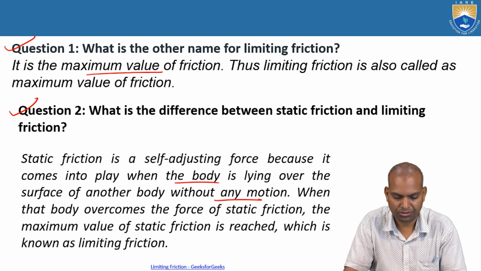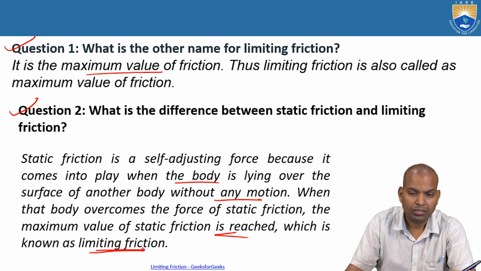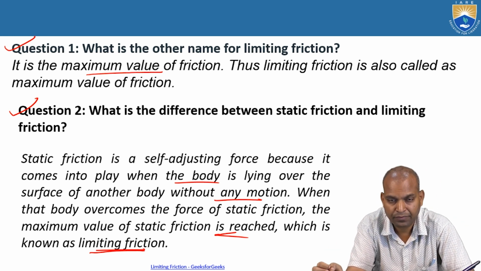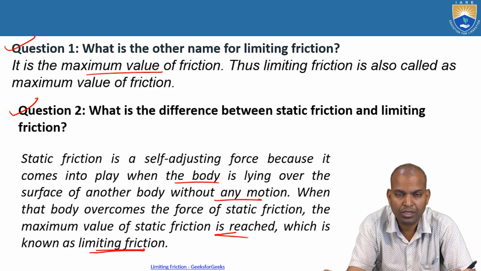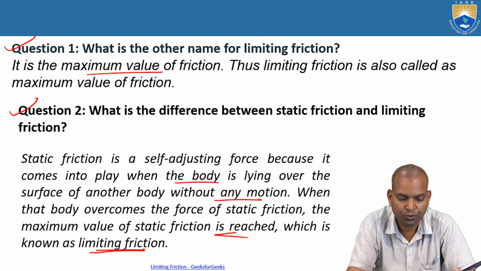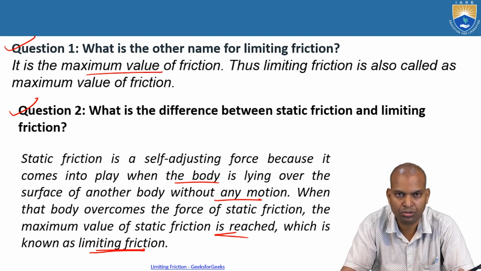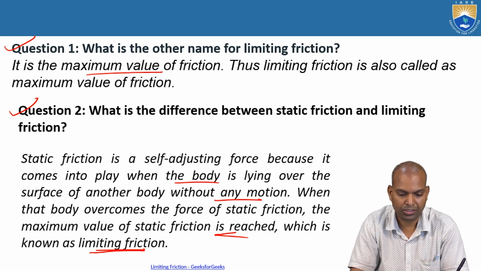There limiting friction occurs. When the body overcomes the force of static friction, the maximum value of the static friction is reached, which is known as the limiting friction. When the body tends to move, the static friction force value increases up to its maximum value. That maximum value of the static friction is known as the limiting friction.